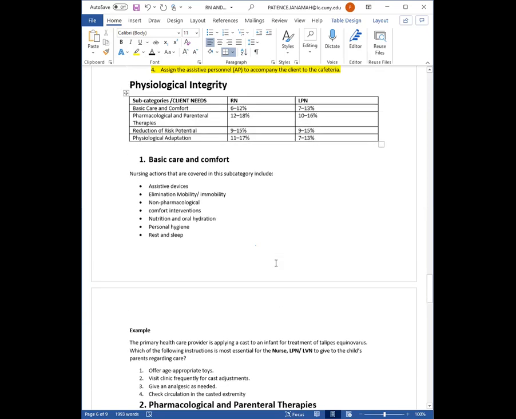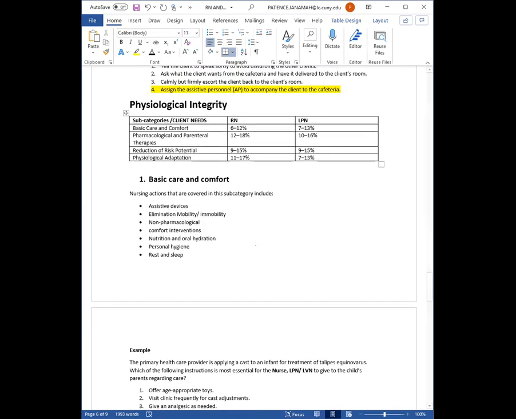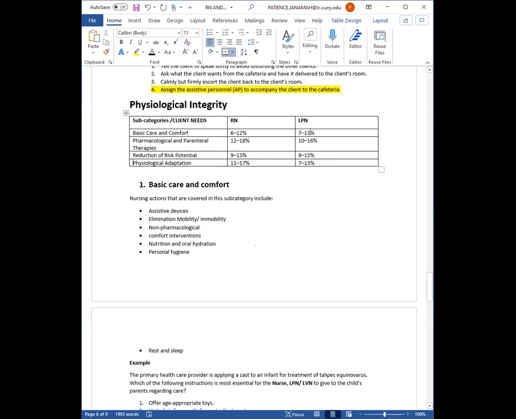So let's quickly look at these. I have one example on each of these and then we can close for the day. I'm sorry we didn't get a break. Basic care and comfort, nursing actions that are covered in this. Basic care and comfort is up to 13 for LPN and 12 for RN.